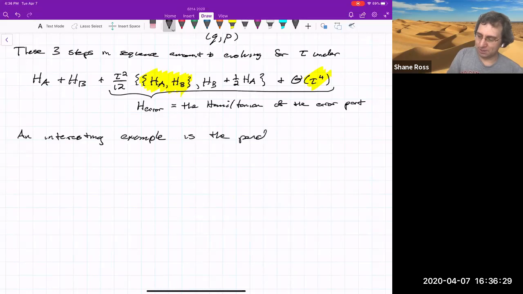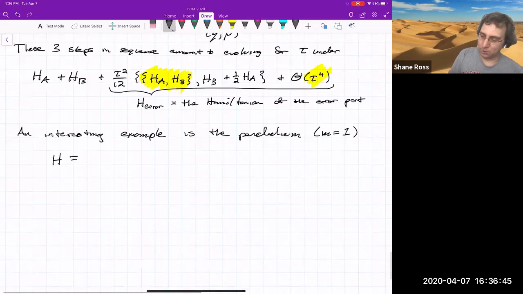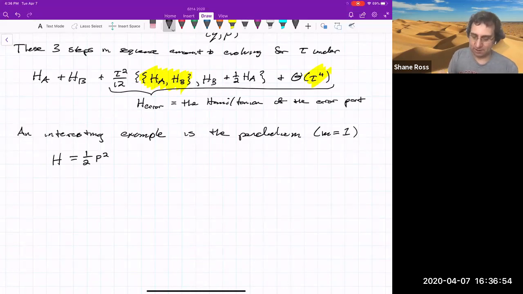It's slightly more complicated than the simple harmonic oscillator, so it's fun. An even more interesting example would be like DNA, but we're not going to do that today. So I'm choosing mass equal to 1. So the Hamiltonian is just 1/2 p squared, and then some constant k times cosine q.